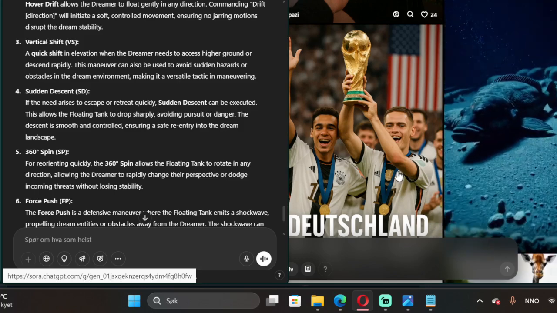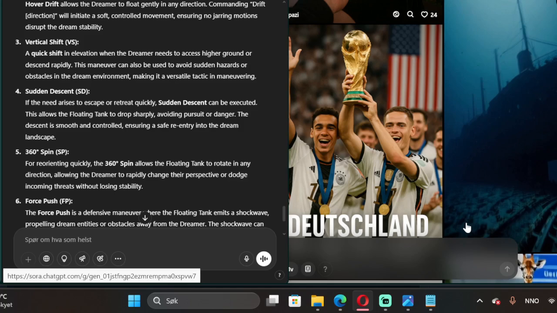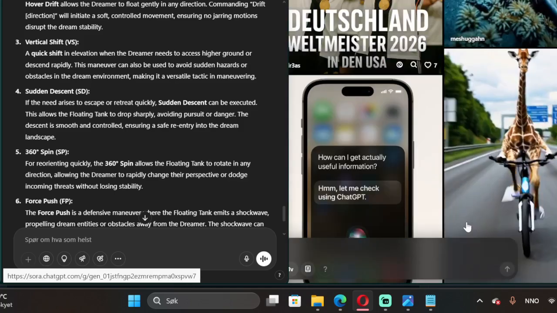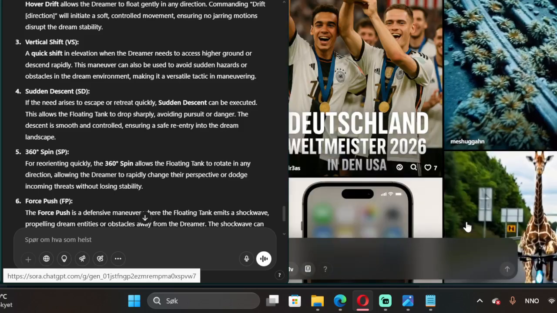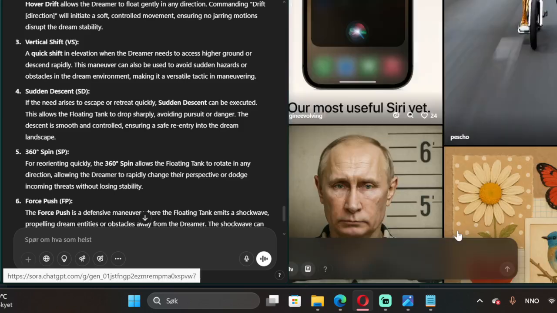4. Sudden descent. If the need arises to escape or retreat quickly, sudden descent can be executed. This allows the floating tank to drop sharply, avoiding pursuit or danger. The descent is smooth and controlled, ensuring a safe re-entry into the dream landscape.